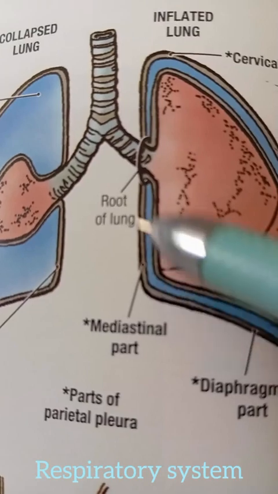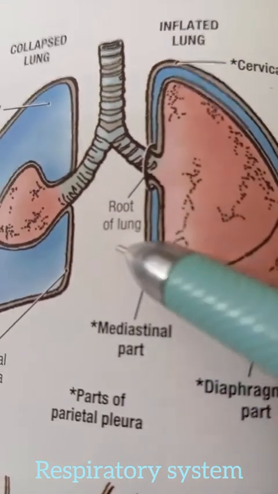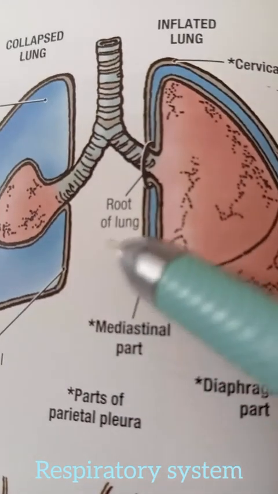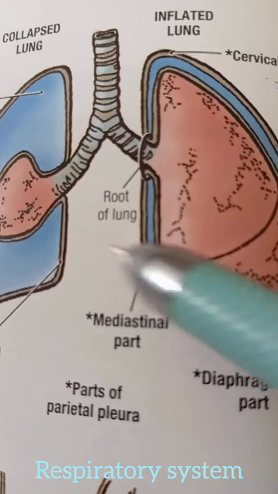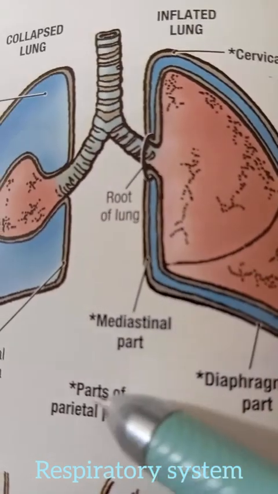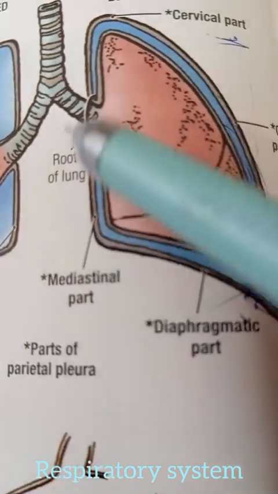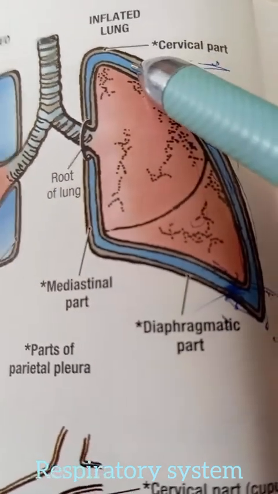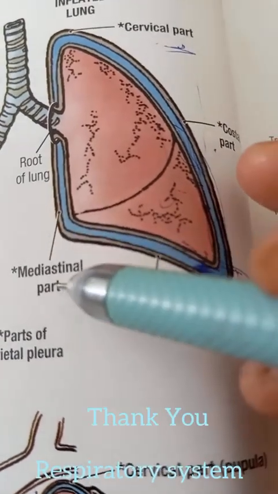Then the part present on the mediastinal surface: the space you are seeing between the two lungs is known as the mediastinal space. So the part of the parietal pleura related to the mediastinal side of the lung is called the mediastinal part of the parietal pleura. This is about the parts of the parietal pleura. One is the cervical part, two is the costal part, three is the diaphragmatic part, and the fourth one is the mediastinal part.